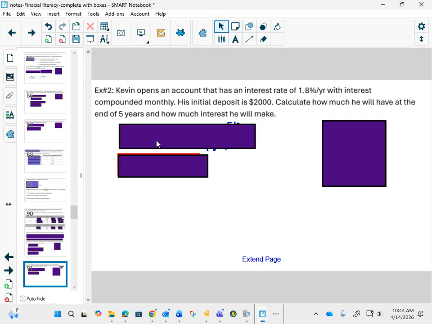So Kevin opens an account with an interest rate of 1.8% per year, compounded monthly. So first of all, you read the question. You've got your formula on your formula sheet, on your cheat sheet. This will be on your cheat sheet, I hope.